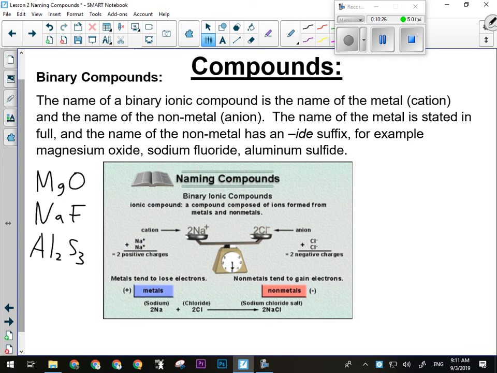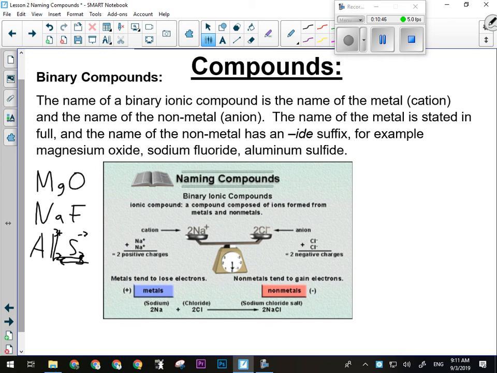Right, I used the charges. Anyone remember how we do that? With the drop and swap, or swap and drop, whichever way your teacher said, it's the same thing. It doesn't matter what order you do it in, the charges will end up on opposite things. Okay, the charge on aluminum is 3+, the charge on sulfur is 2-, so dropped and swapped, dropped and swapped. That's how you get the formula.